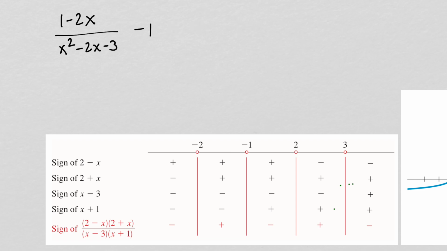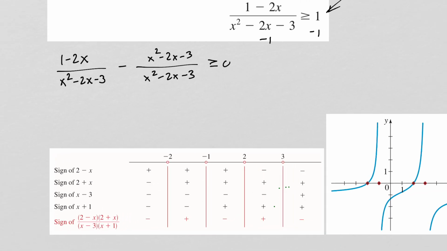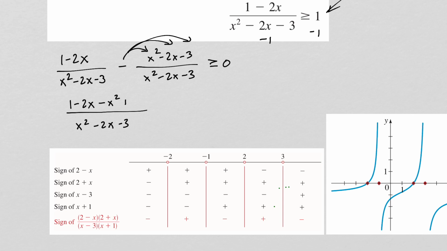So what I'm going to do here with this 1 is I'm going to re-express it as x squared minus 2x minus 3 over x squared minus 2x minus 3. Basically, I'm just using the denominator that is common with this denominator. And since we had the number 1, the numerator is the same as the denominator, right? So now I can subtract these. And so when I subtract, the denominator is going to be the same. The numerator is going to be 1 minus 2x, and then we have to subtract each one of these things. So it'll be minus x squared plus 2x plus 3. And we want that to be greater than or equal to 0.